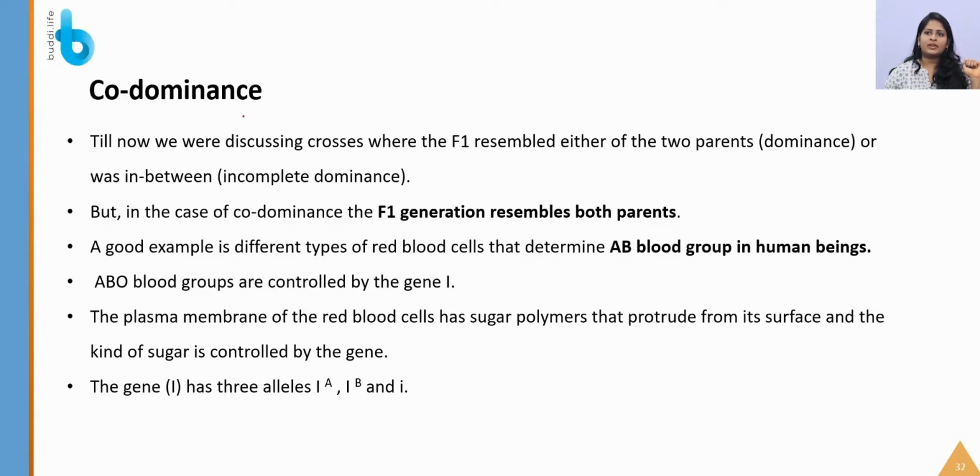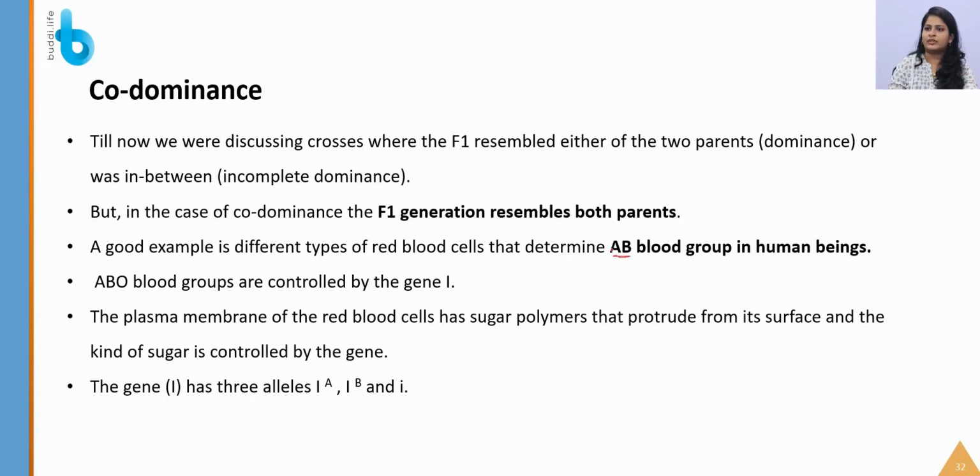So the next topic will be codominance. Till now we were discussing F1 resembling either of its parents or being an intermediate between both parents. Now in codominance, you can see the F1 will resemble both parents. A classic example is the blood group AB alone. So you should remember only the blood group AB is an example for codominance.